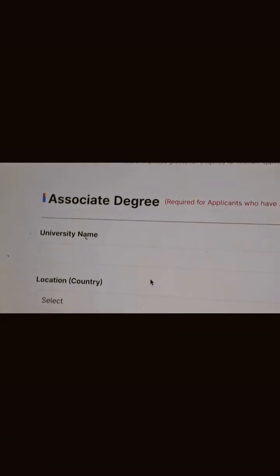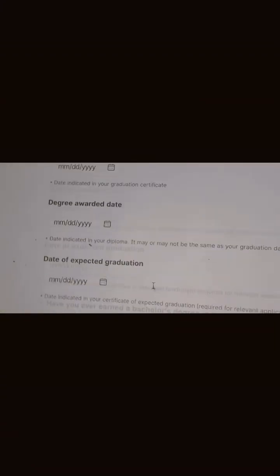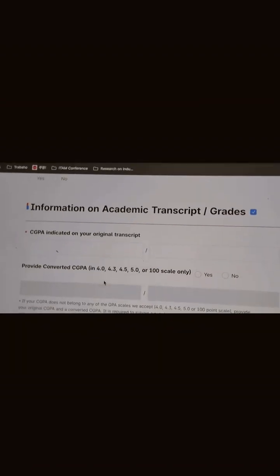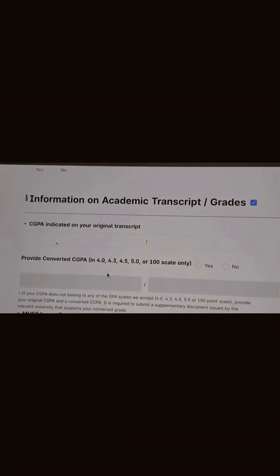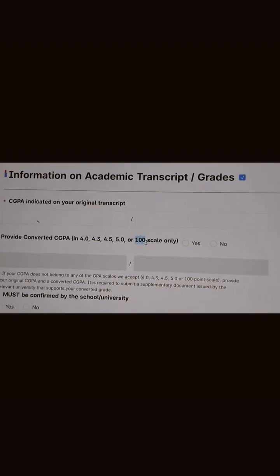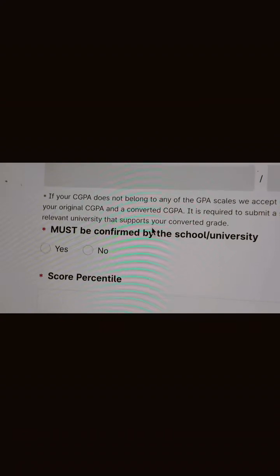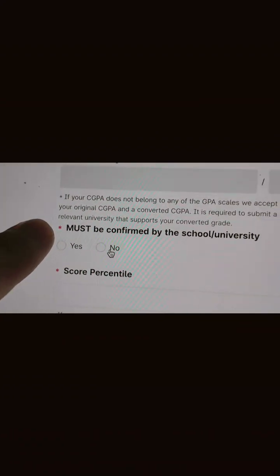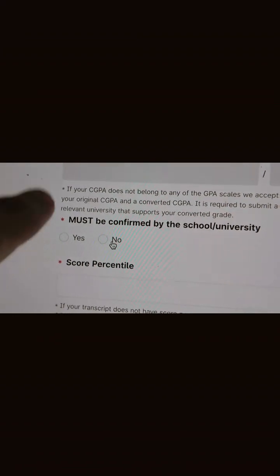Not everyone has an associate degree, so it's not required information. This one is quite critical, a lot of you are asking about it. The best way for you to get the conversion is through the 100% scale. This is the easiest. And again, if you want to convert on your own, they have a stipulation here: it must be confirmed by the school. You have to ask them for a signature.